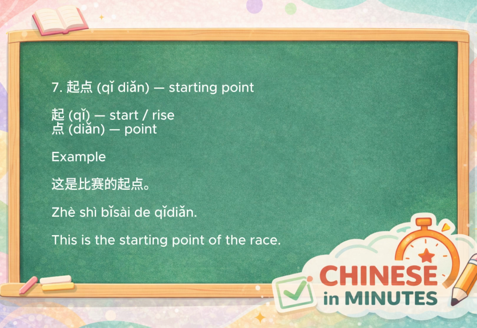The seventh word is 起点. This means starting point. It is made up of 起, meaning to start or rise, and 点, meaning point. Literally, it is the point where something begins. For example, 这是比赛的起点 means this is the starting point of the race. You will often see this in sports, journeys, and any kind of process.